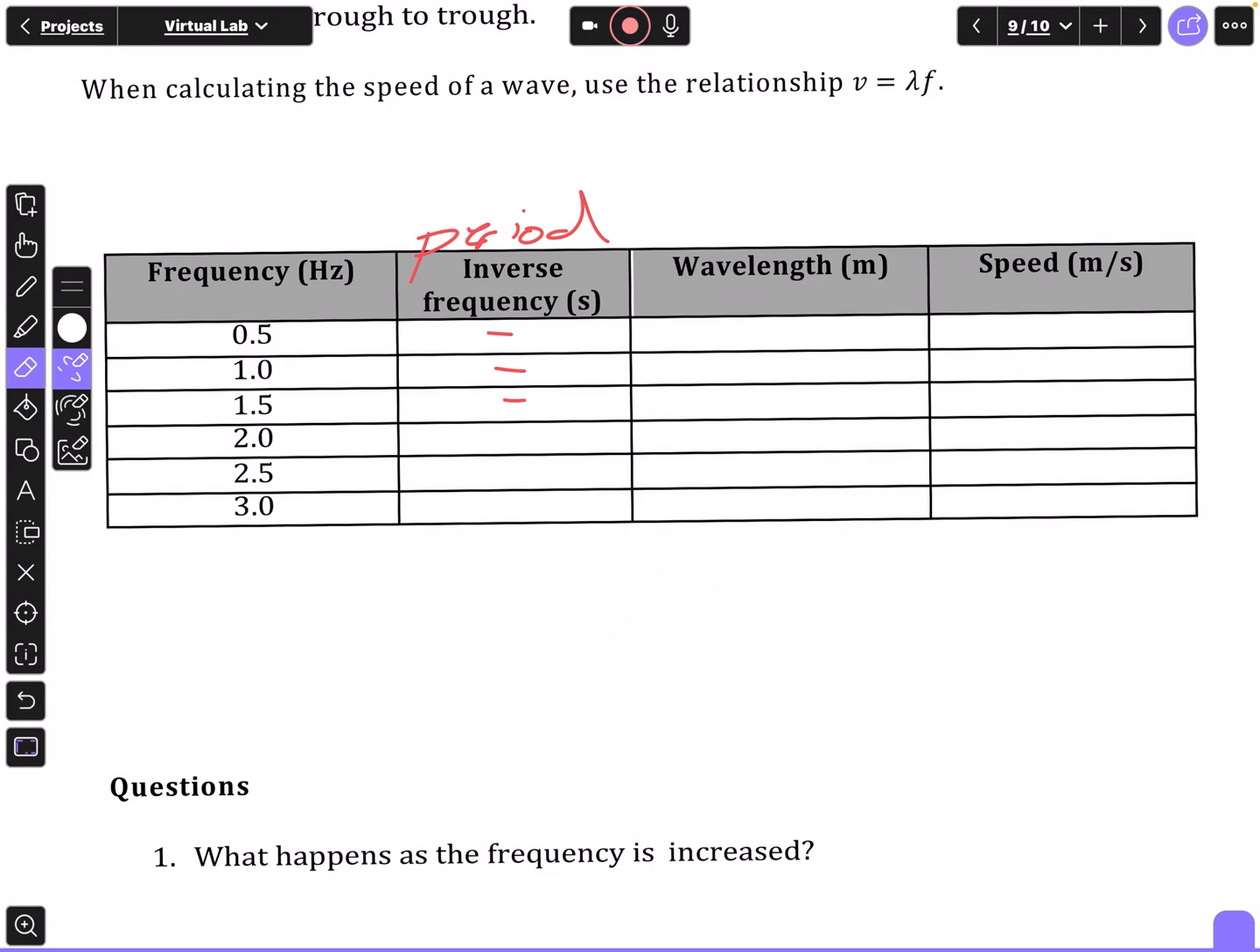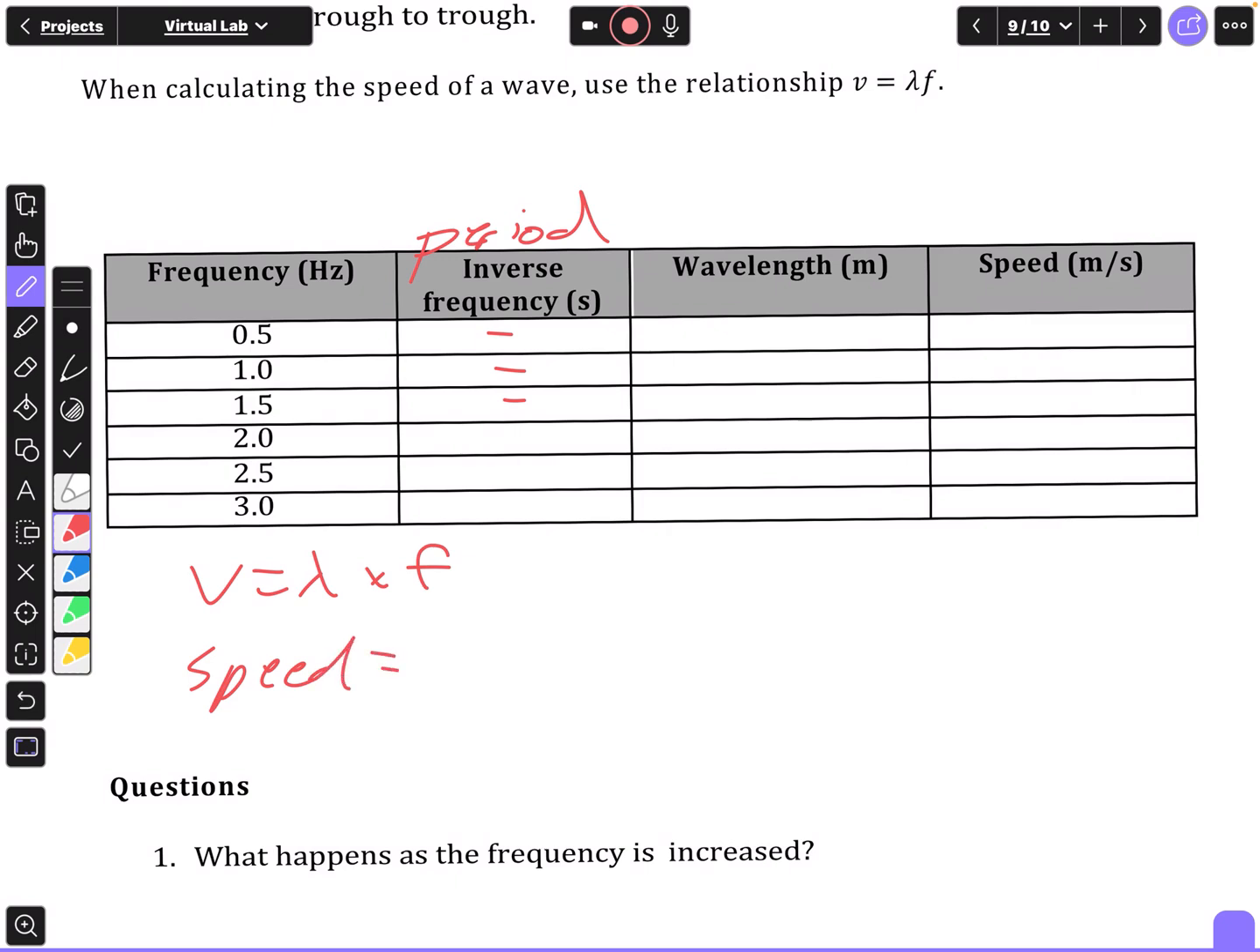Now, we also want to calculate speed, and we have an equation here. And our equation for that, and we'll be talking more about this next week, looks like this. The velocity of a wave, or wave speed, is equal to that lambda, that letter right there, stands for wavelength.